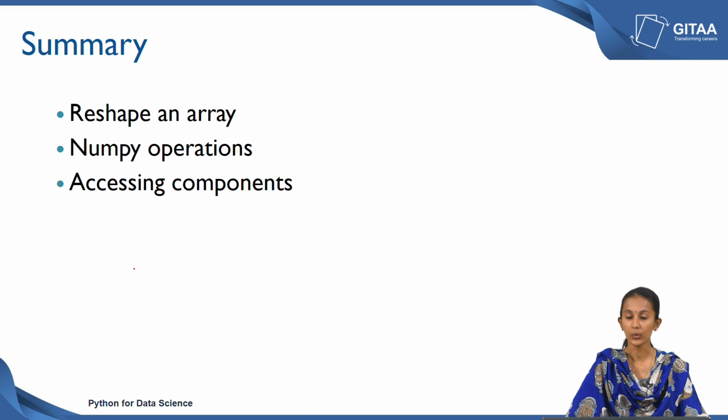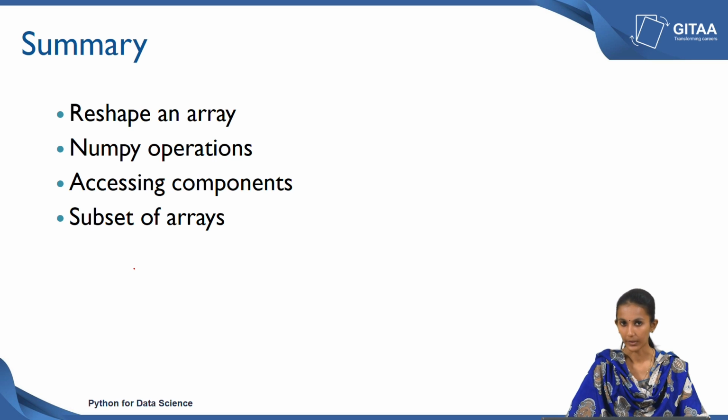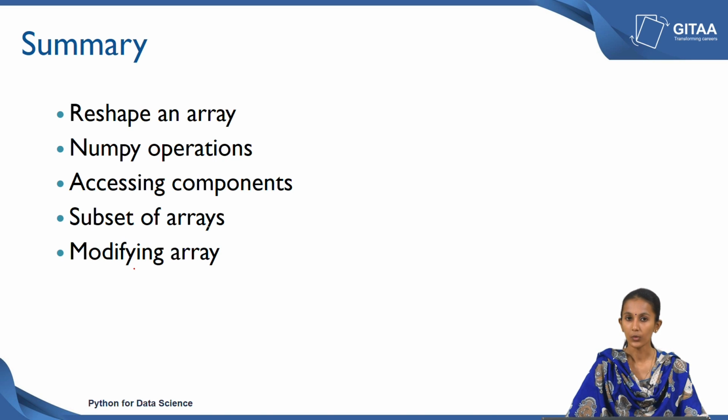We also saw how to access the components of an array based on the index number. We saw how to subset an array. We subsetted a 2 by 2 array and then we modified that array. Modifying the subset array will automatically update the original array as well. We also saw how to modify an array using the insert function, using the append function as well as the delete function.